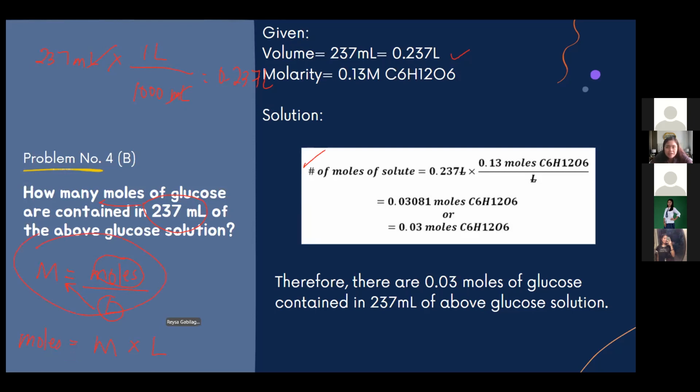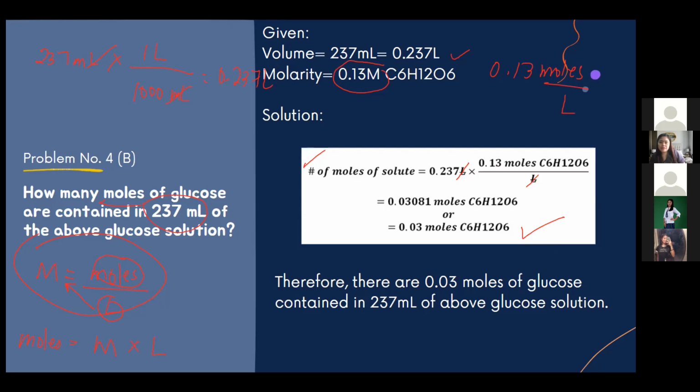Now, the molarity computed in letter A is 0.13 molar, or that is equivalent to 0.13 moles per liter. That is why they wrote moles per liter here, because we would have difficulty canceling if we used the capital letter M. Now, cancel the L, multiply 0.237 times 0.13, which is 0.03081 moles, or to 2 decimal places, 0.03. So yes, this one is also correct.